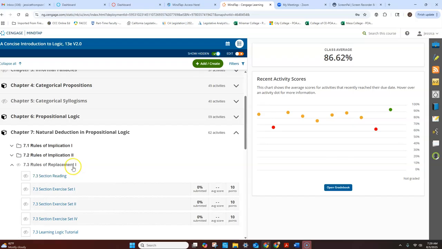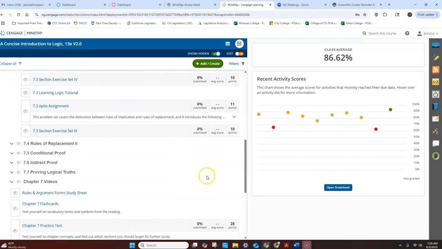And now we're getting four more, but they're of a different sort. These are rules of replacement, how you can take something that's given to you and replace it with something logically equivalent to help you derive more steps in the proof. So let's go to the exercise set.